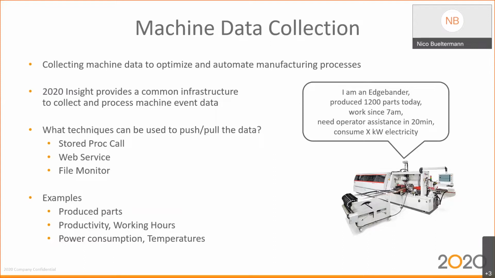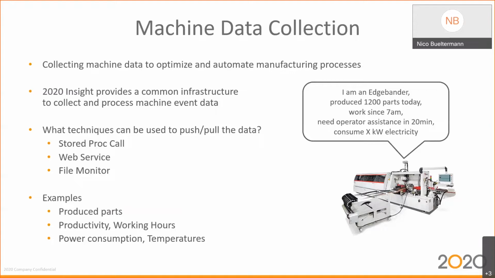Some simple examples for these metrics would be the total number of produced parts today or the reporting of downtimes, so you could evaluate the overall productivity and working hours of machines. But as well, you might be interested in things like the power consumption, or if you have a painting line, you would like to get statistics about the temperature or humidity throughout the day, and then get an instant notification when the temperature or humidity reaches a certain threshold.